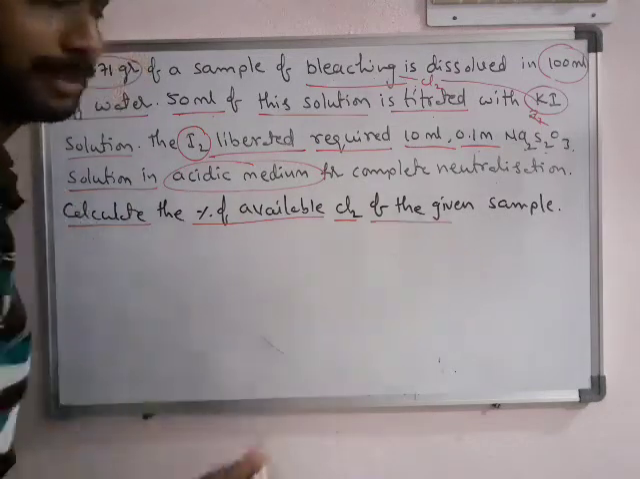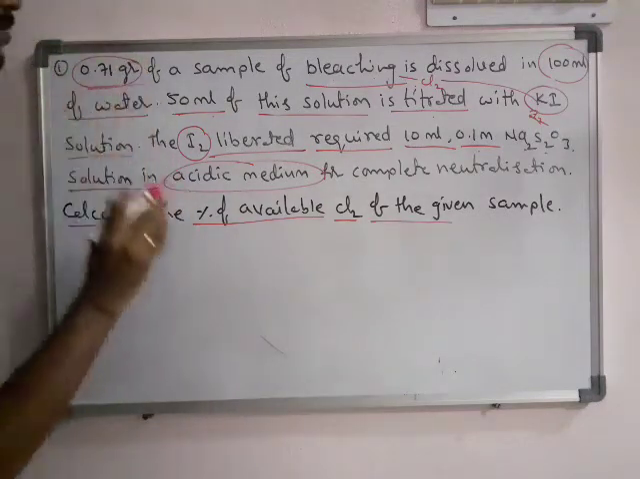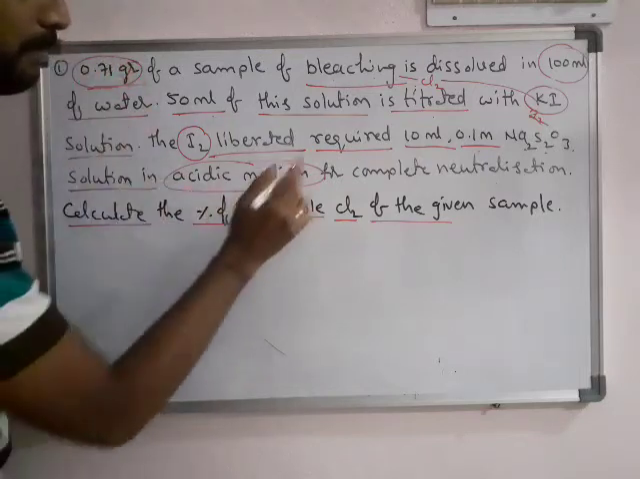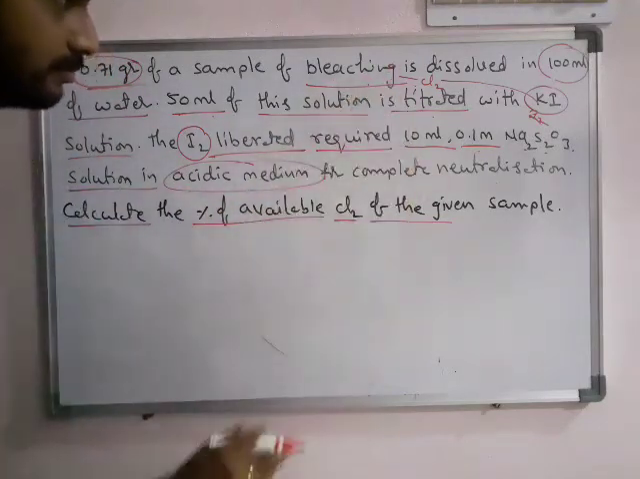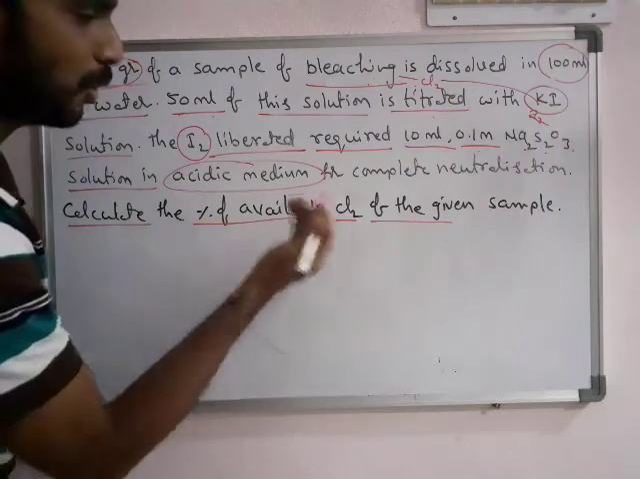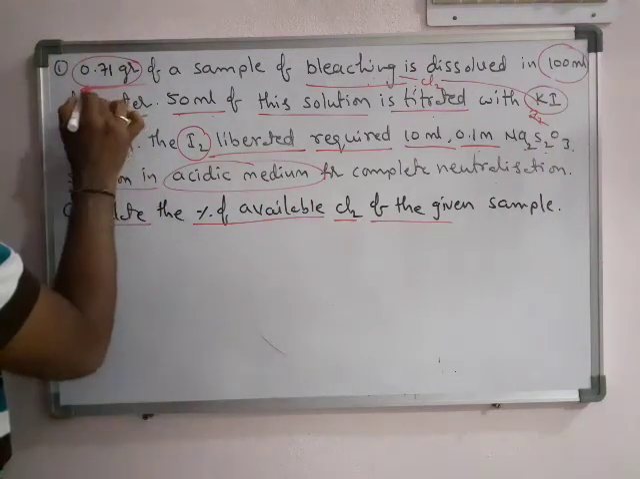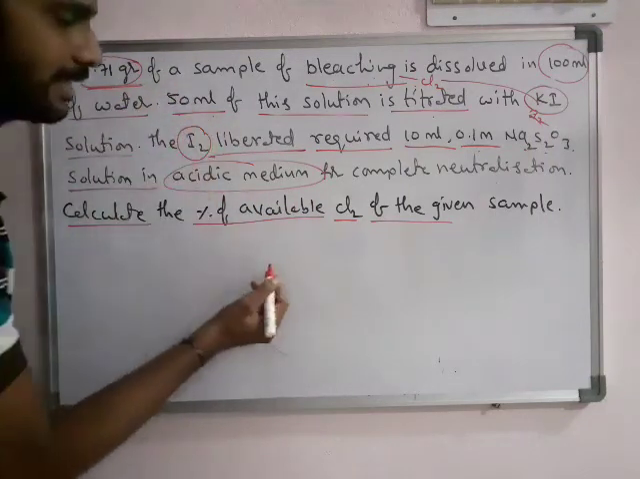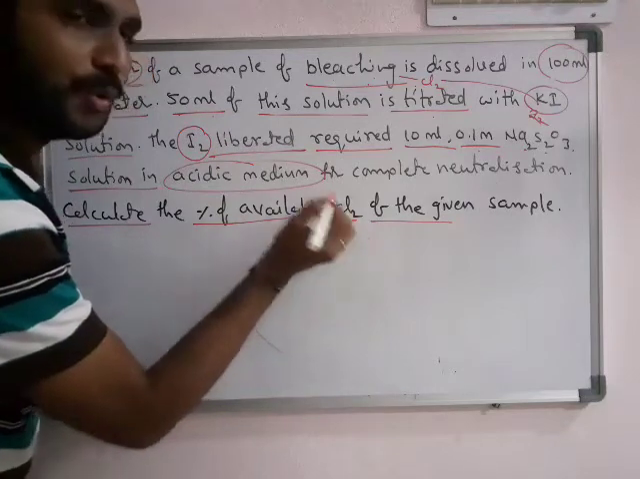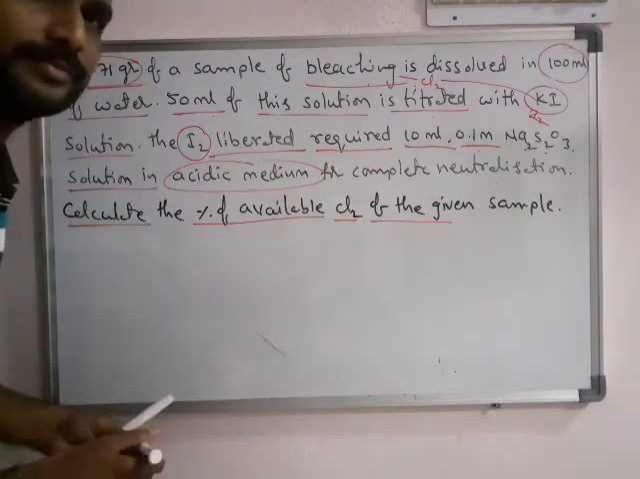In the 0.71 grams of bleaching powder, how much available chlorine is there? That is, 0.71 grams of bleaching powder can release how much percentage of chlorine? That we need to find out.